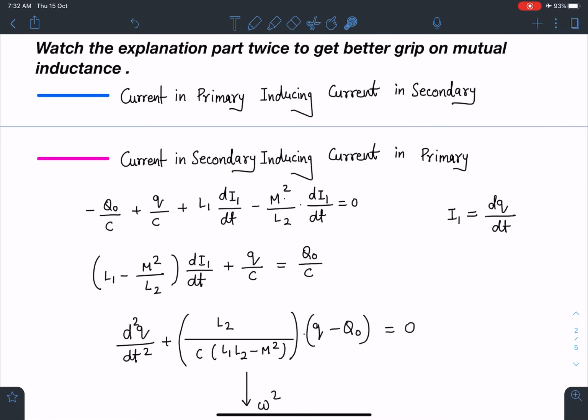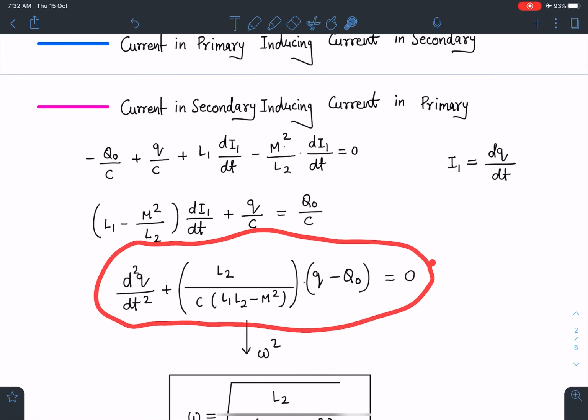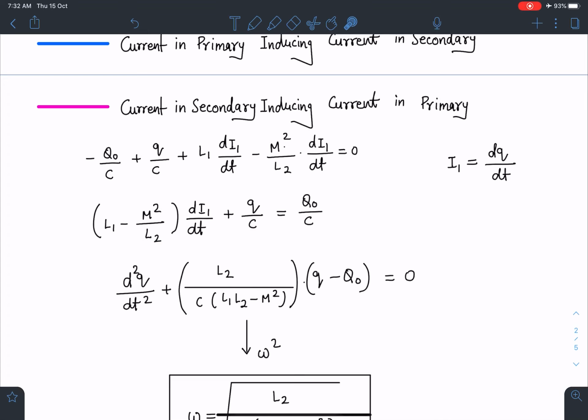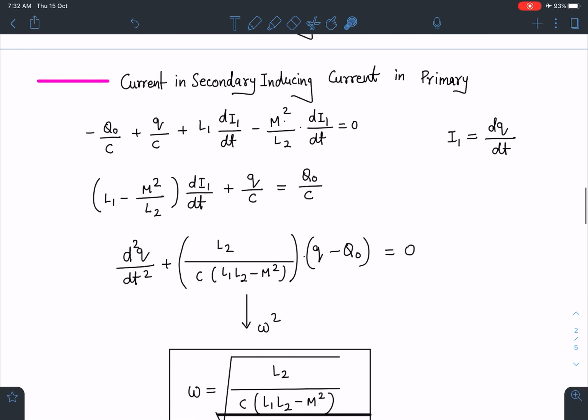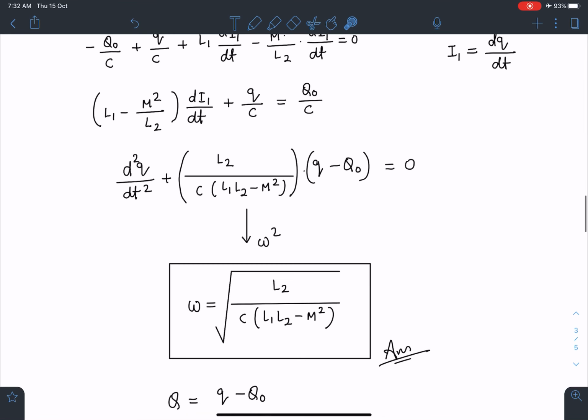When I rearrange these terms, I am going to obtain that SHM equation, the standard form of the SHM equation. So I can just write this is going to be the omega square. So omega value is going to be root of L2 by C, L1 L2 minus M square. So this is going to be the natural frequency of this coupled circuit.